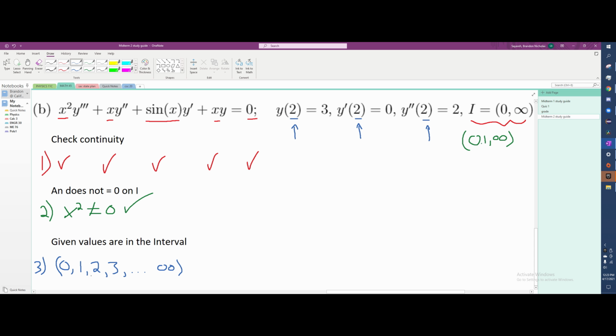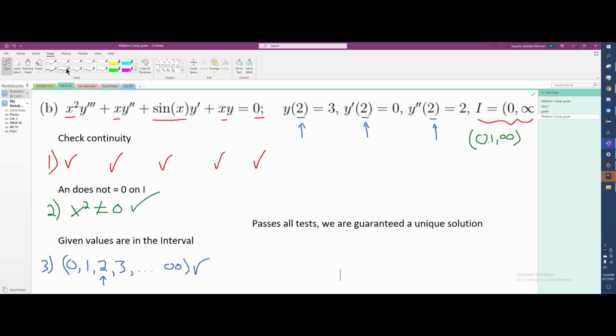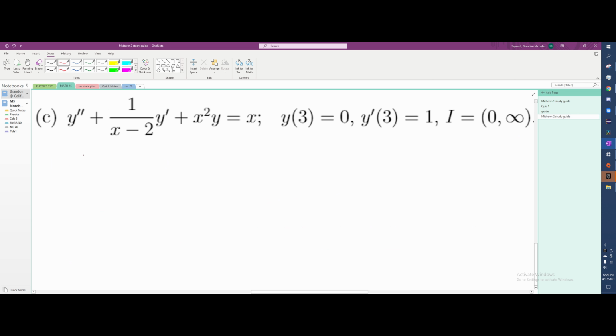We can write it like this, showing that 2 is in here, which means this is checked. That means we are guaranteed a unique solution. After you show all the steps, you can write something out like that and circle it. For part C, we're going to do the same thing. We need to check continuity, ensure the first value in front of the first y does not equal 0 on the interval, and we need to make sure the given x values are in the interval.